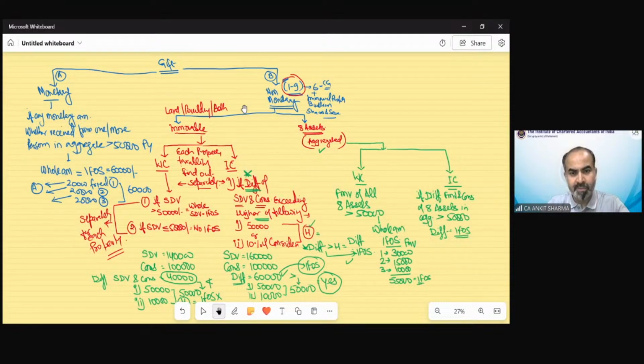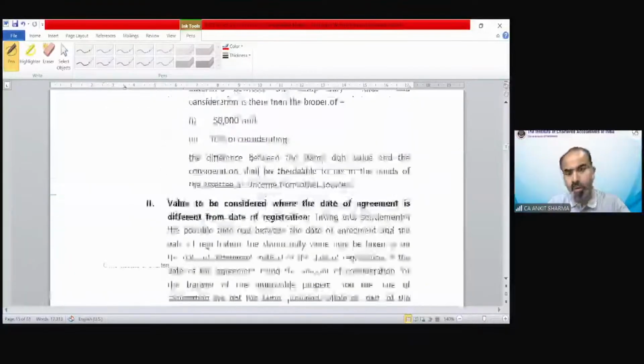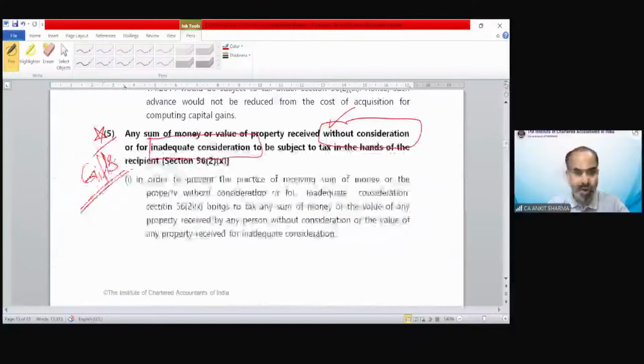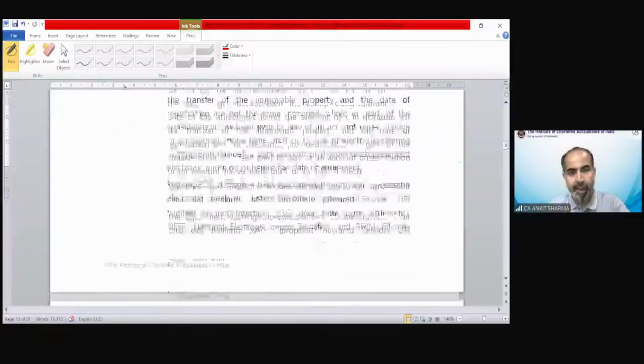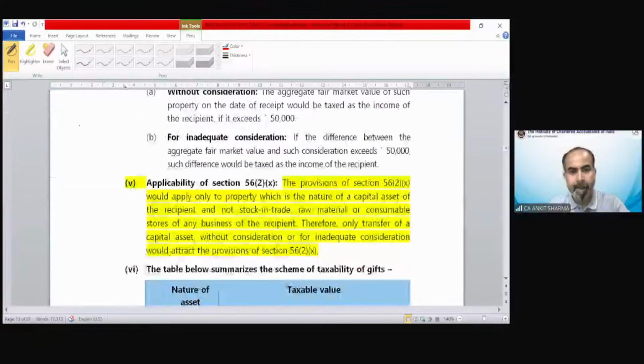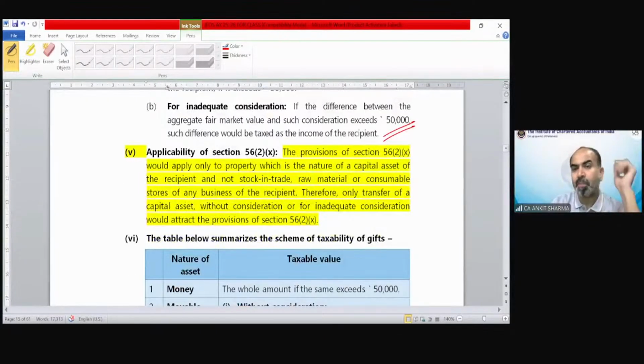Moving on further. So you can go through with the provision we have discussed from the diagram, from point number 5. You can go till over here. Clear? Now you can see the provision of section is a very important note.